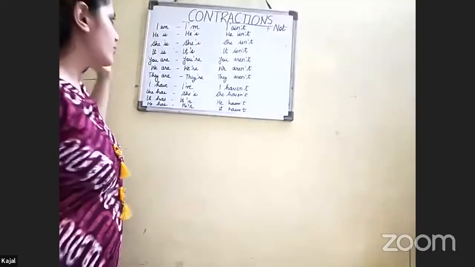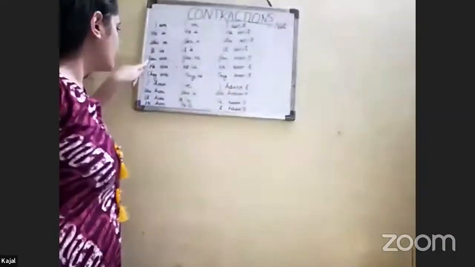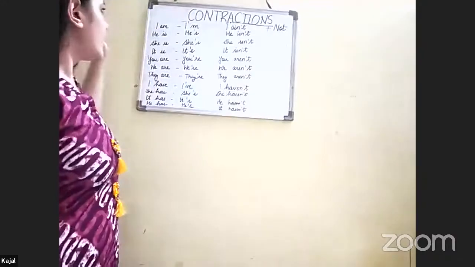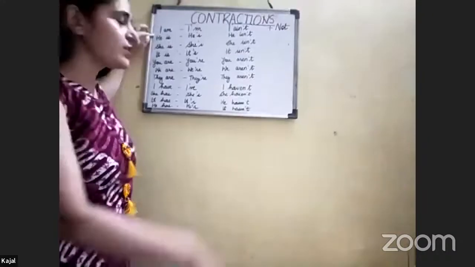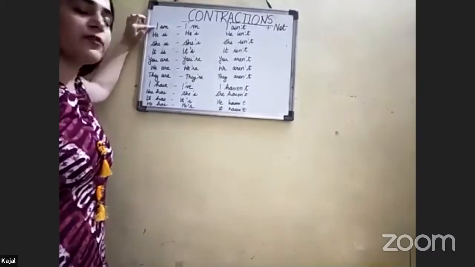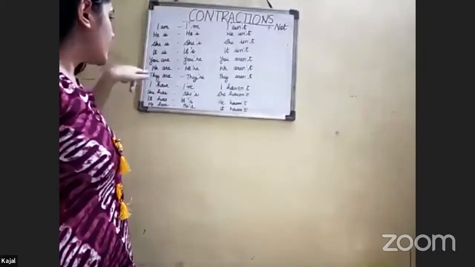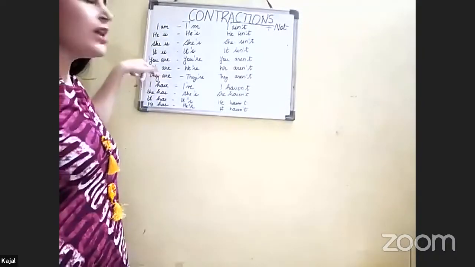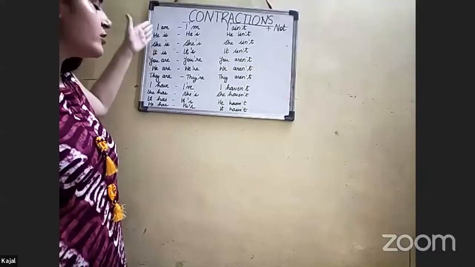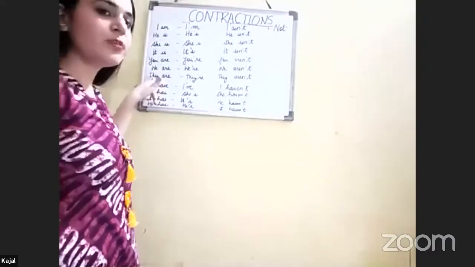What subjects are we using? We are using I, he, she and it, you, we and they. I is the first person. The plural form of I is we. Then we have he, she and it. These are the third person singulars, and the plural is they, the third person plural.